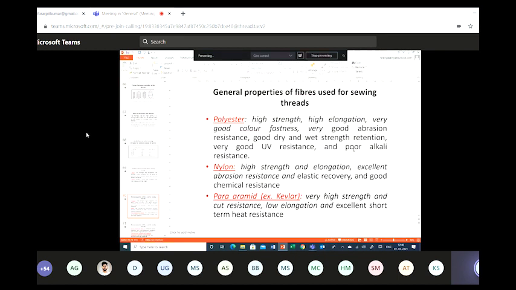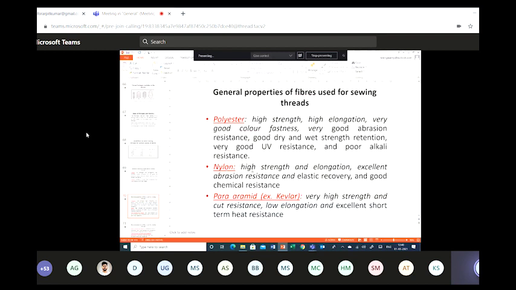And the negative point is they are very poor against alkali. The resistance against alkali is not good. So if you're using some filter fabrics where you want to filter the alkali, you should not use the polyester fabric, you should not use the polyester thread.